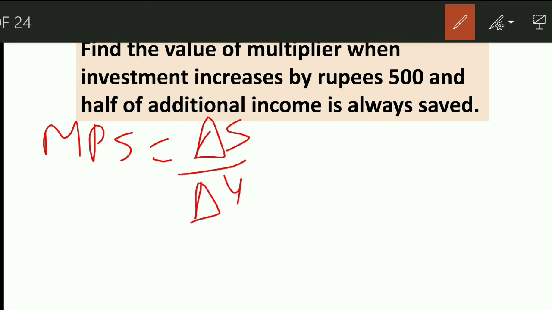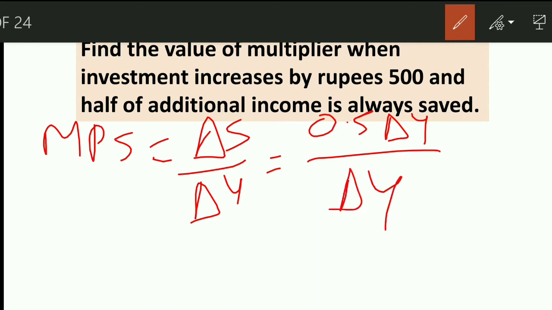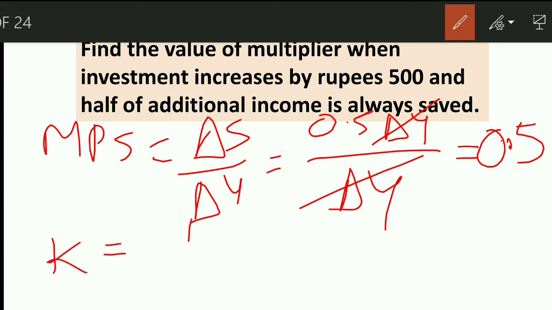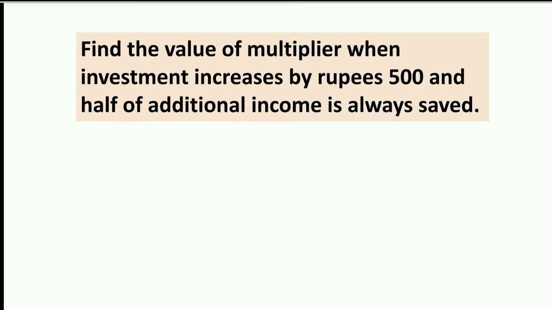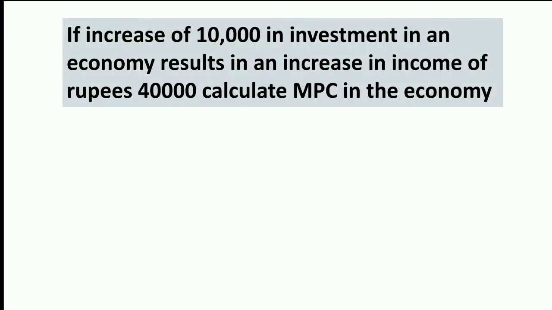MPS is equal to delta S upon delta Y. So over here it was given that delta S is 0.5 of delta Y. Delta Y was not given, so delta Y will be cancelled out, and we will get MPS as 0.5. Now once we have MPS, we can easily find the value of K, that is 1 upon MPS, which is equal to 1 upon 0.5, which is equal to 2. Is that clear? You can just put it in the formula and get your answer.